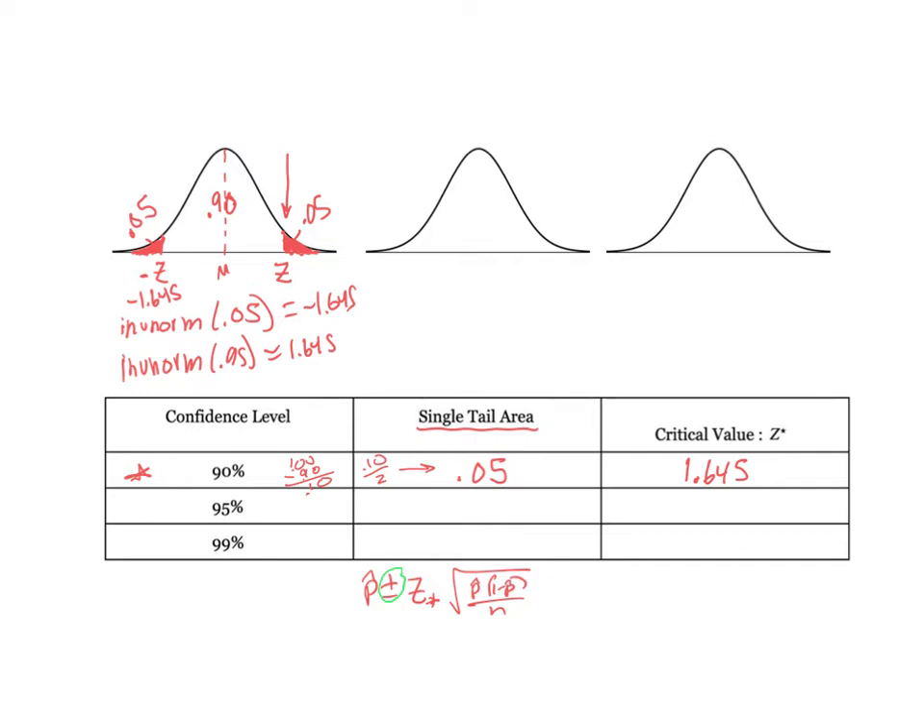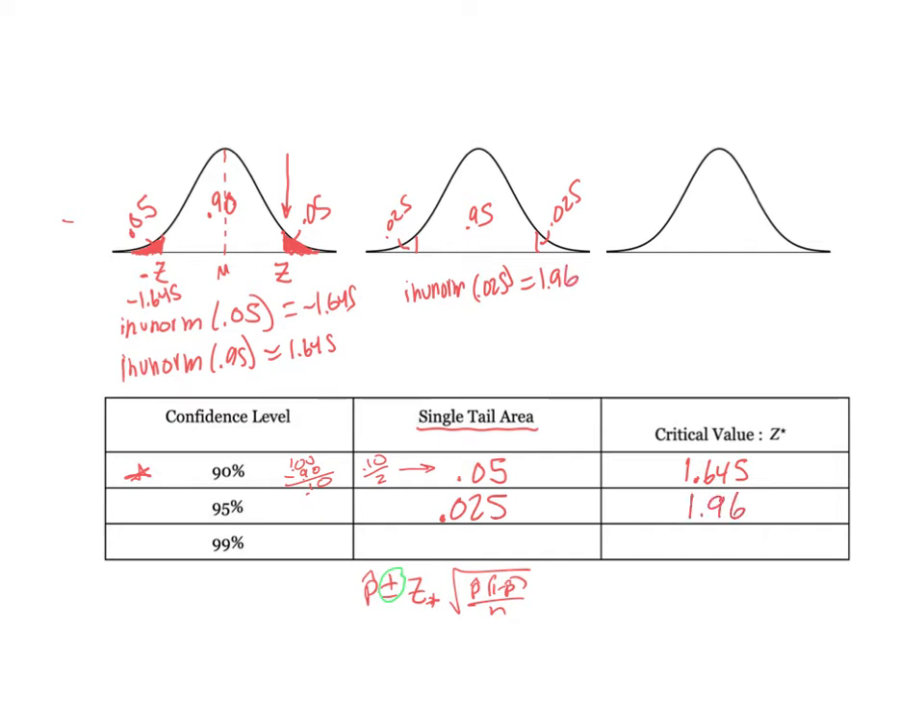Now I can do the same thing for 95% and 99%. We'd use the same technique. We put 95% in the middle, which would leave us with 2.5% on each side. So the single tail area would be 2.5%. Then when I look that up, as inverse normal 0.025, I get 1.96.